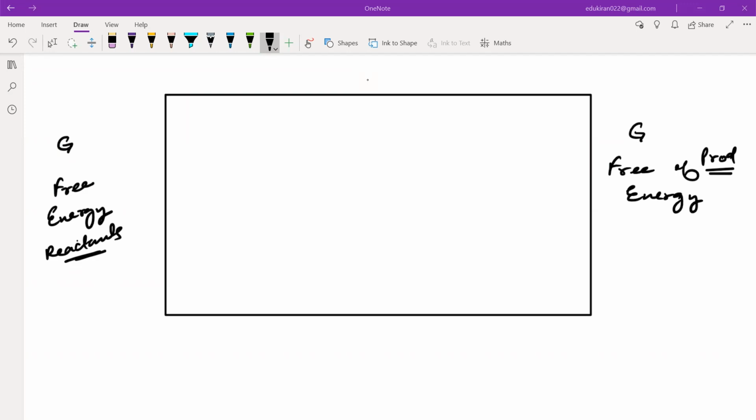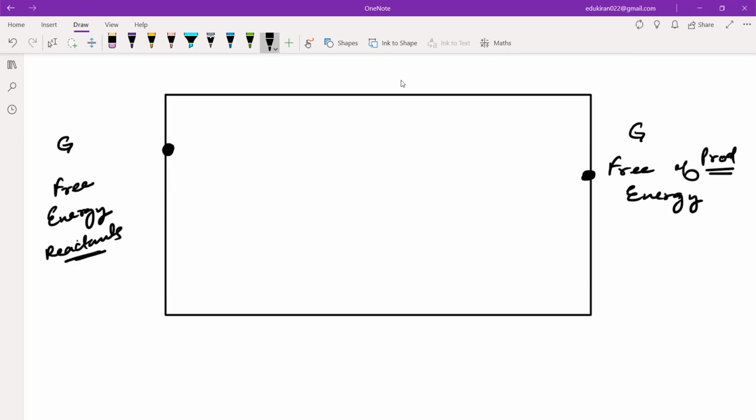So again, we will have some reactant molecules. This is the free energy of the reactant molecules. And here is the free energy of your products. Now, if the reactants' free energy is very high, what will happen? It will try to achieve a lower ground.